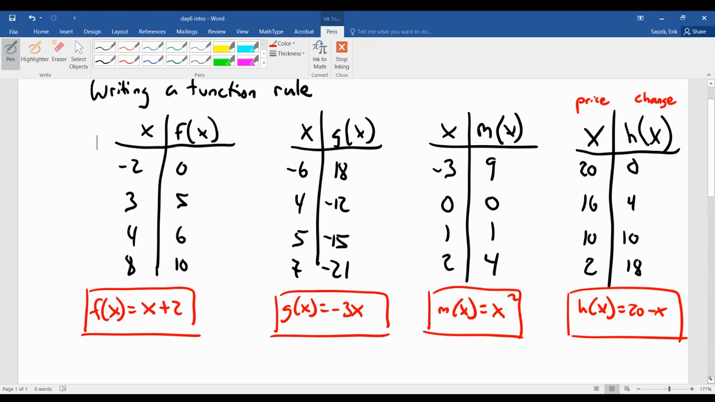So that's how to write a function rule. Now, there's another video that goes along with this, but this will help you get started.